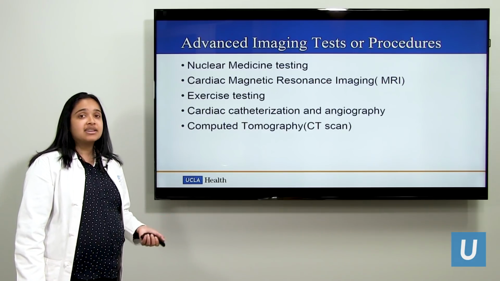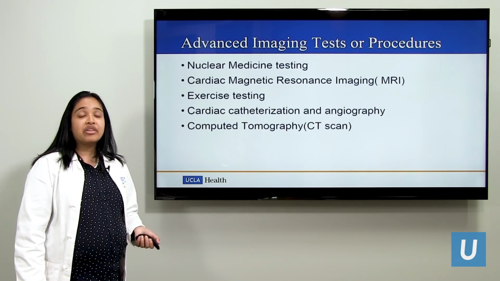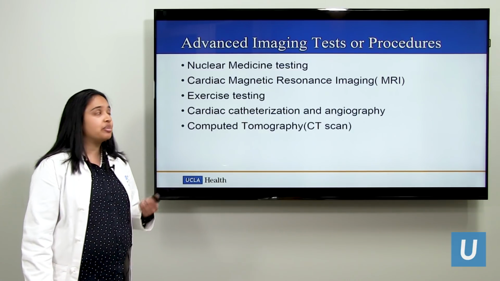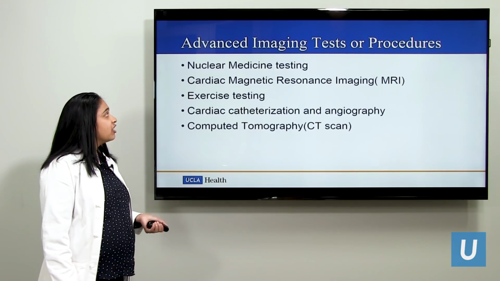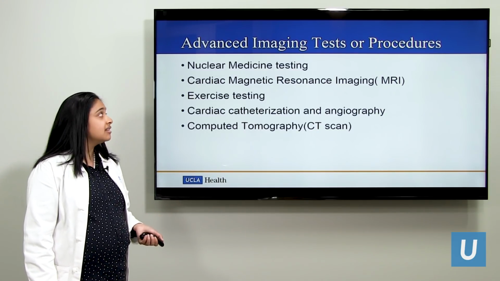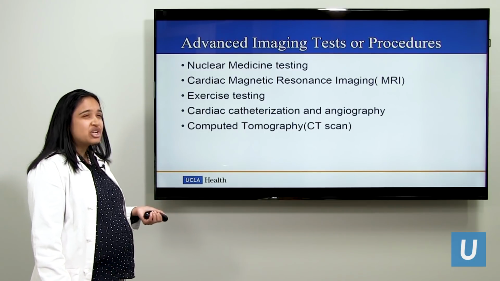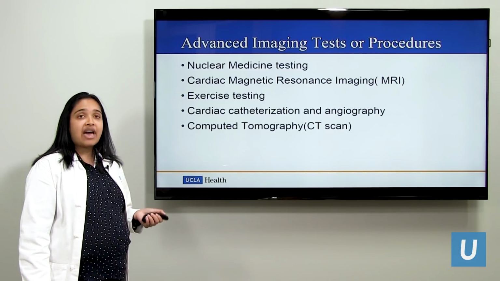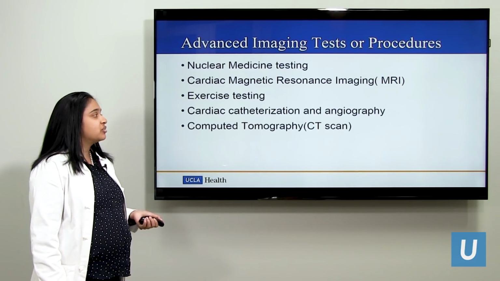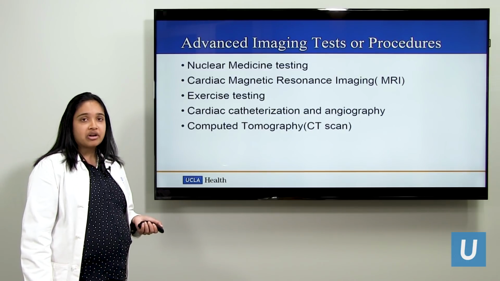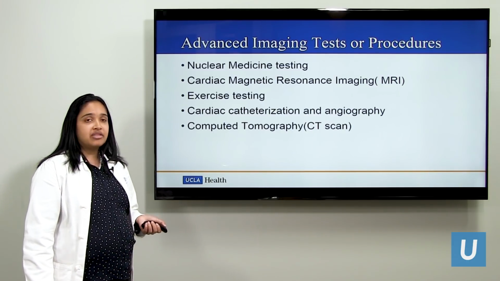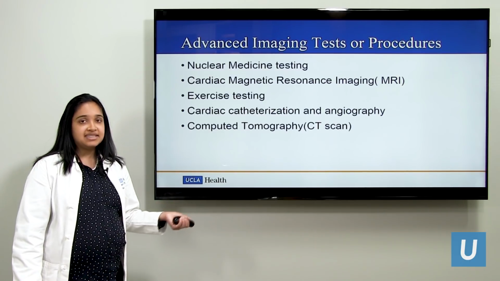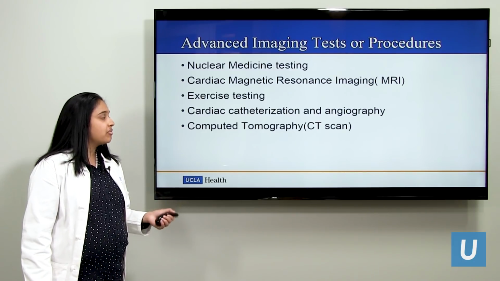Once we've done the basic testing, then we can decide whether we need to do any more advanced testing, and that may include imaging tests or procedures. Some common ones that you may hear about include nuclear medicine testing, cardiac magnetic resonance imaging, or MRI, exercise testing, cardiac catheterization and angiography, which is where we look for blockages in the heart arteries and may also measure the pressures inside the heart, and even a computed tomography or CT scan to look at the heart and lungs as well.